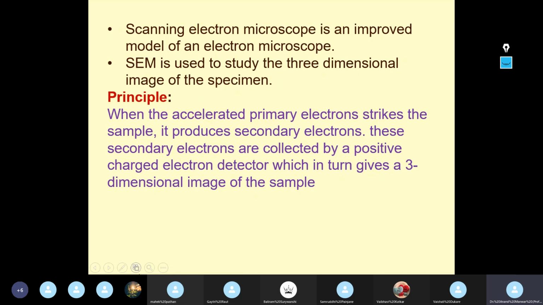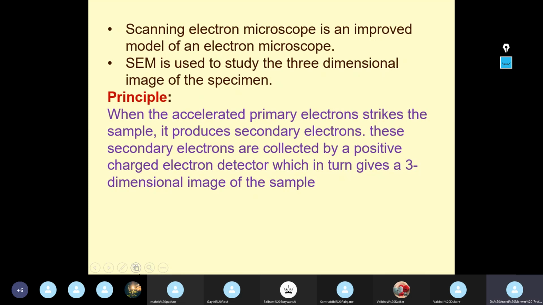So when the accelerated primary electrons strike the sample, it produces secondary electrons. These secondary electrons are collected by a positively charged electron detector, which will collect all these secondary electrons generated from the sample, and in turn they are amplified to give a three-dimensional image of that particular sample.